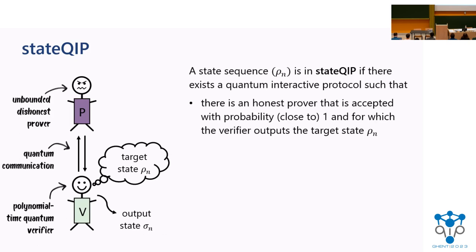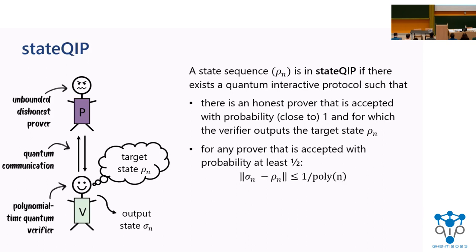And then a state sequence rho n is in this class stateQIP if there exists some quantum interactive protocol such that two conditions hold. So this is a standard completeness and soundness from interactive protocols. Completeness means that there is some honest prover that is accepted with probability close to 1 in the protocol, and for which the verifier indeed outputs this correct target state. So this is what the honest prover would do.